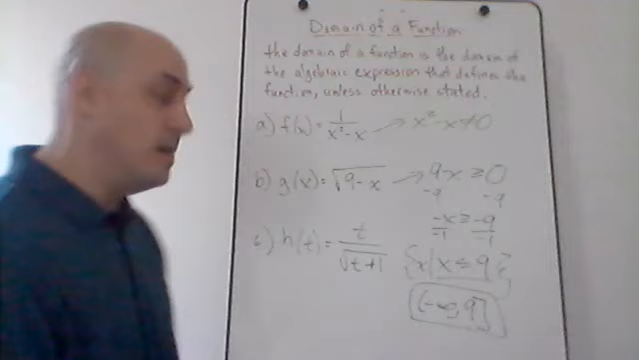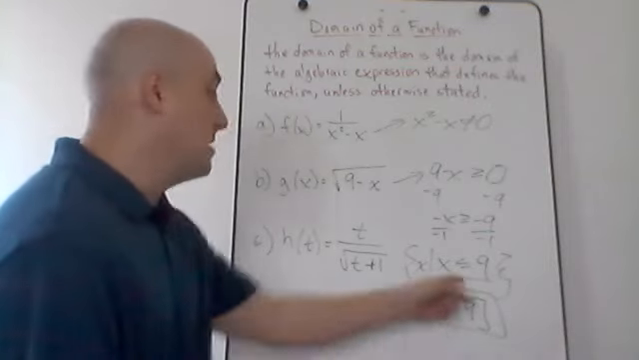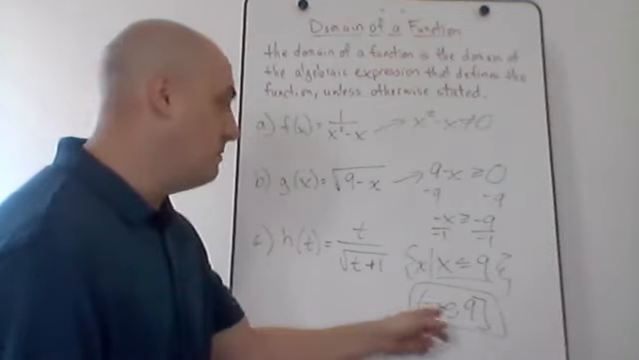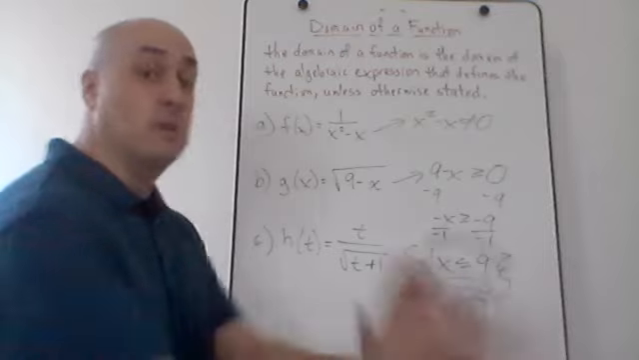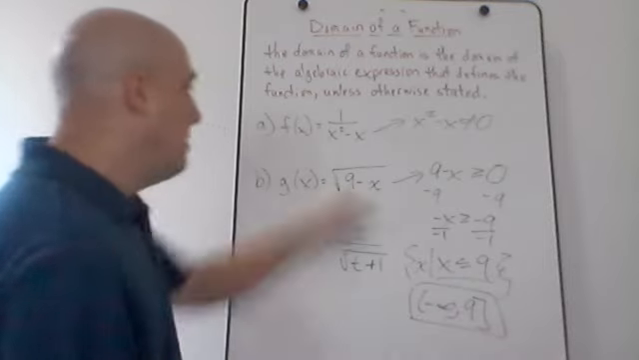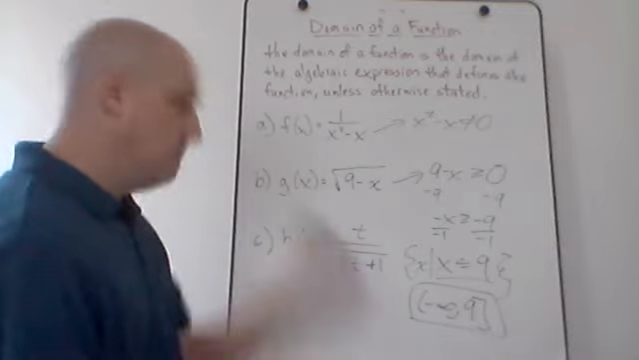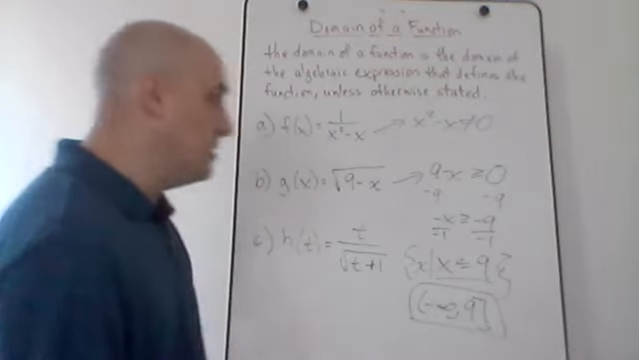All right, so you can check these out after you find the domain, especially these ones that involve the inequalities, just to make sure you're on the right side of the inequality. I want the numbers between negative infinity and 9. I don't want the numbers that are bigger than 9. All right, so that's when we have a square root in our function. To get the domain, whatever's underneath that square root is greater than or equal to 0, and then we solve the inequality from there.